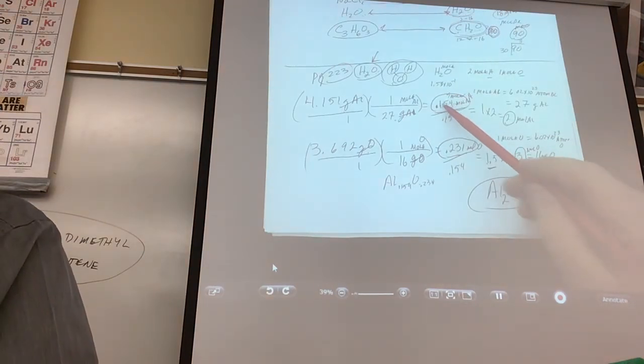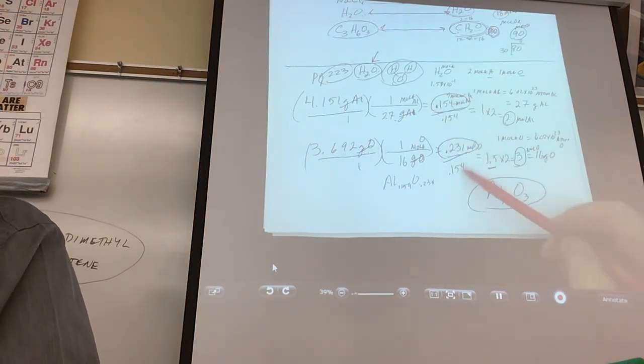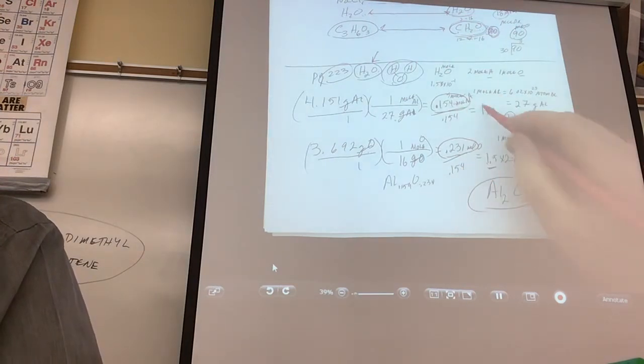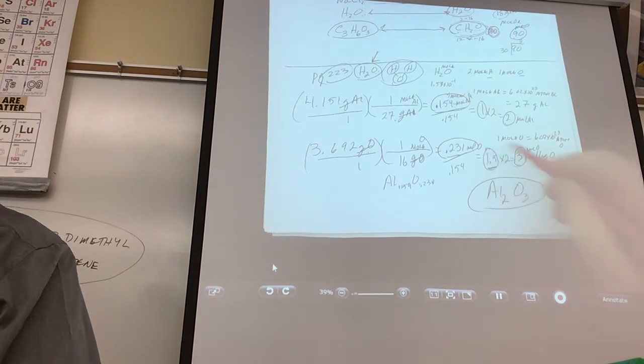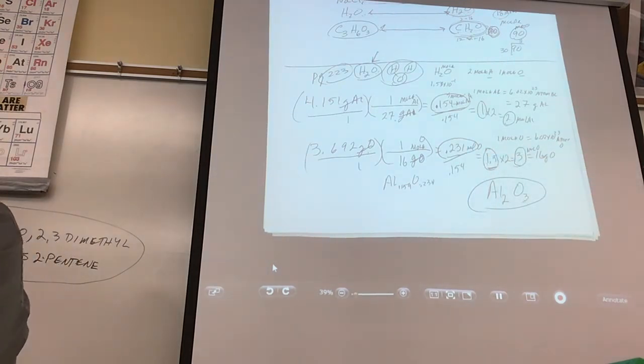Okay, what's this divided by that? What's this divided by that? And this one comes out to be 1. This one comes out to be 1.5. Now, at least they're not as ugly looking. Are we getting closer to whole numbers?